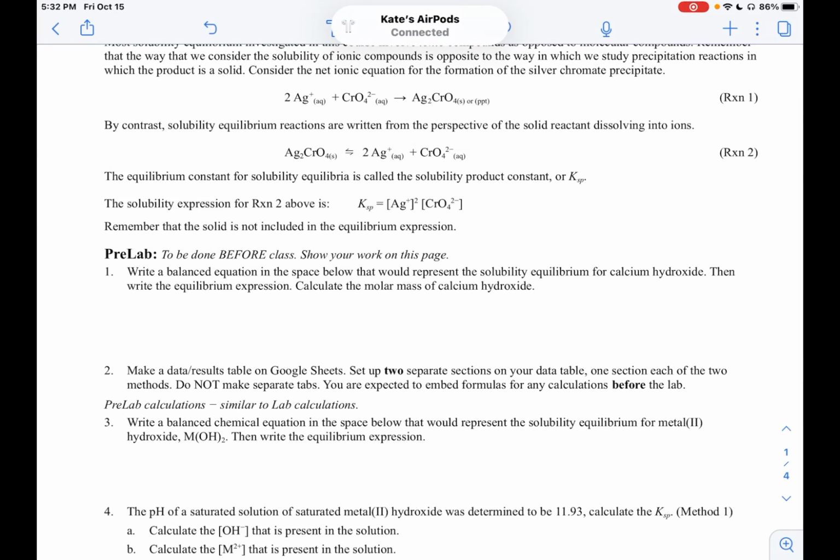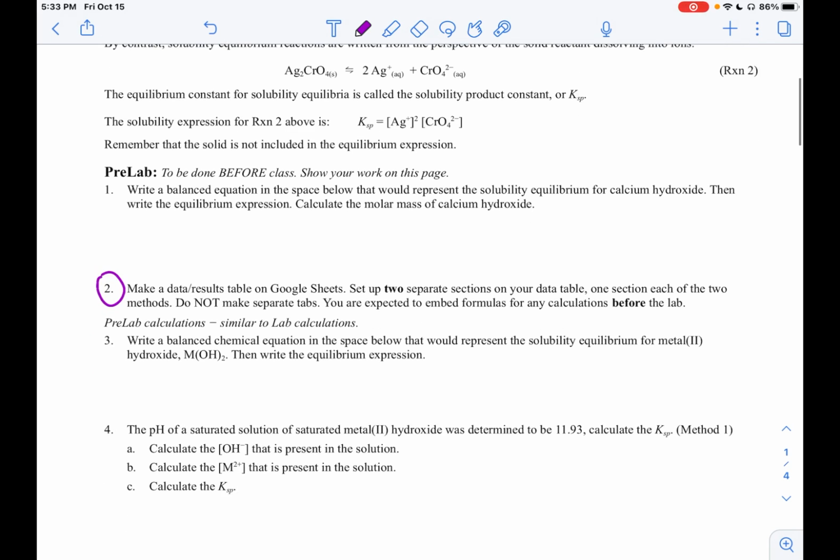So for this, I'm going to go over the pre-lab, most of which you probably know how to do, but I'll walk you through it. I'm going to save number 2 for the end because that's going to be your data table, so you'll see that at the end. So we'll start with number 1, writing the solubility equilibrium for calcium hydroxide.